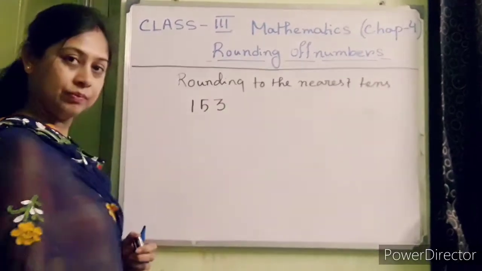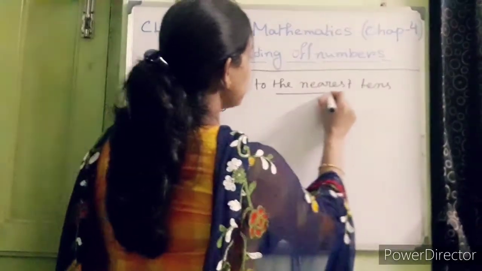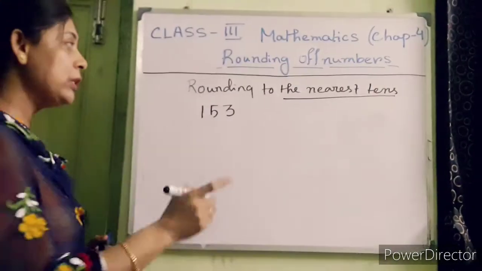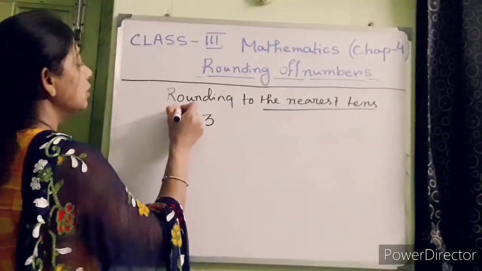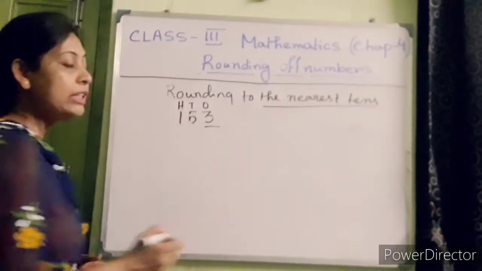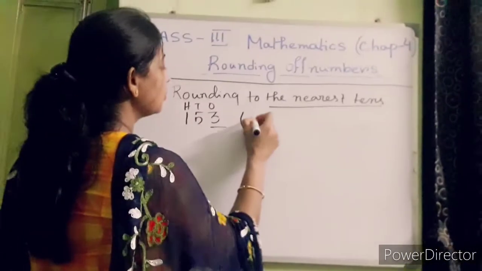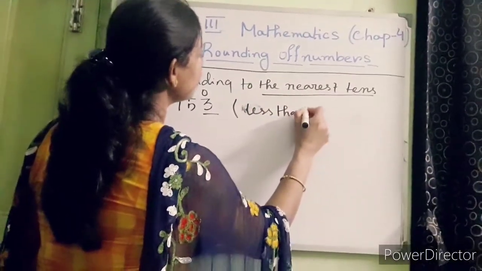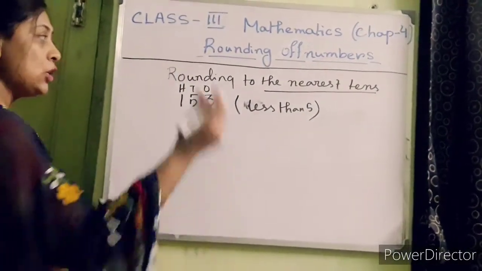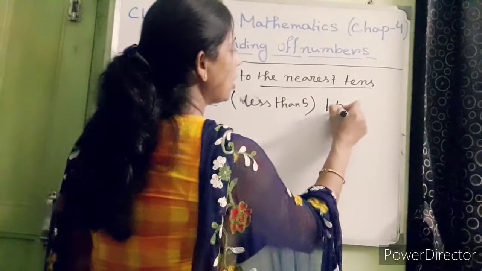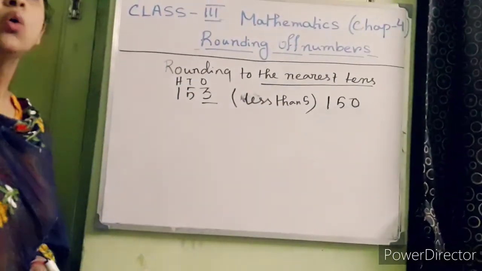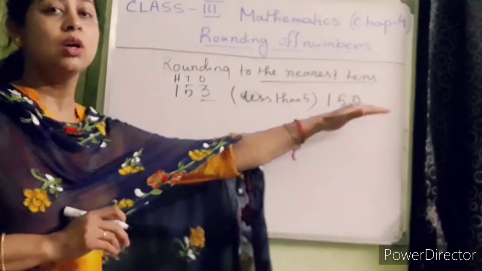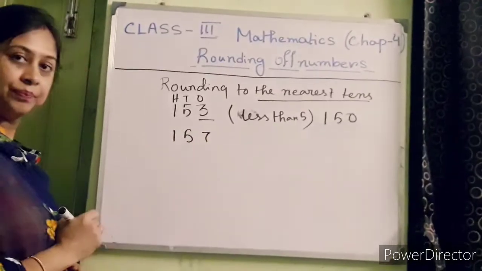For rounding to the nearest tens, what will you do? Suppose I am taking the number 153. For rounding to the nearest 10, you have to observe which digit is present in the one or unit place. Here 3 is present in the unit place, and 3 is less than 5. So the rule is you put 0 in the one place. The number will be 150.